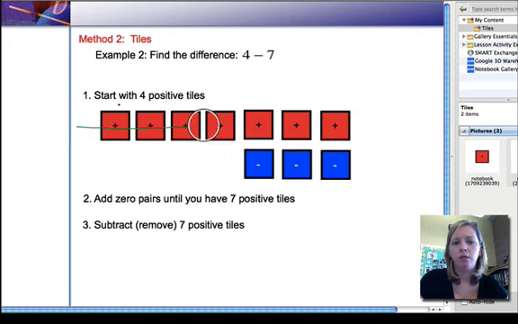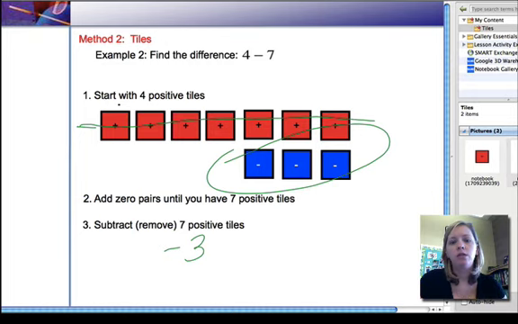I don't know if it'll let me erase it. No, it won't. Alright, so what's left after I take those away are my 3 negative tiles. So the result is negative 3. 4 minus 7 equals negative 3.